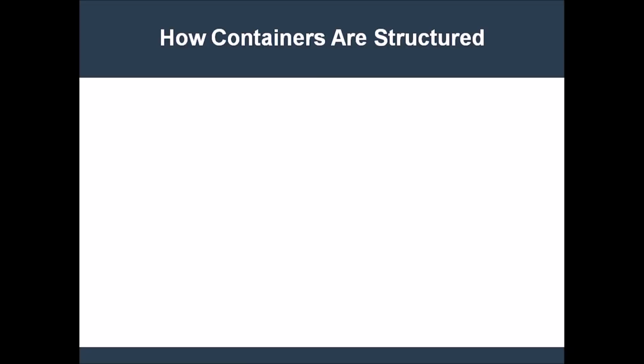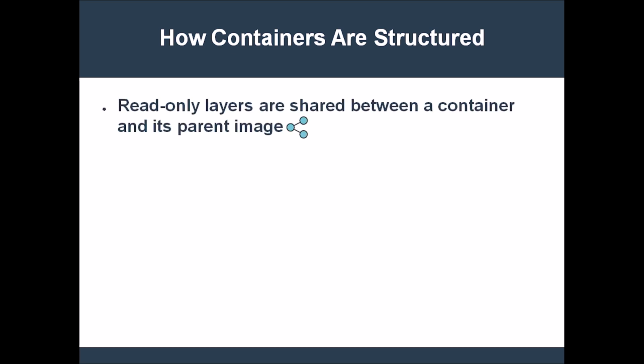Containers are created from images. Here's how that works. A container shares the same read-only image layers as its parent image. That's how all of the files in an image end up in a container created from that image. Now, this brings up an interesting question. How do containerized applications write to disk? After all, image layers are read-only.